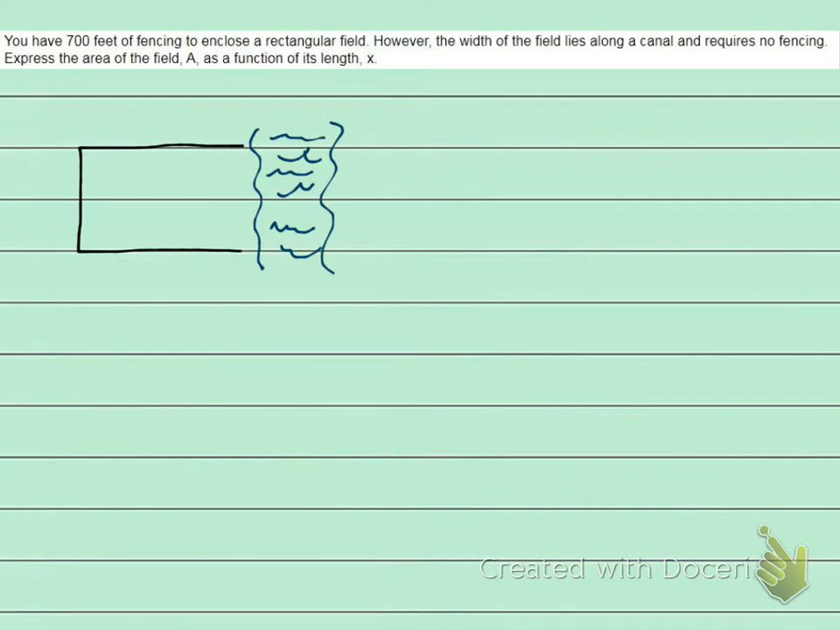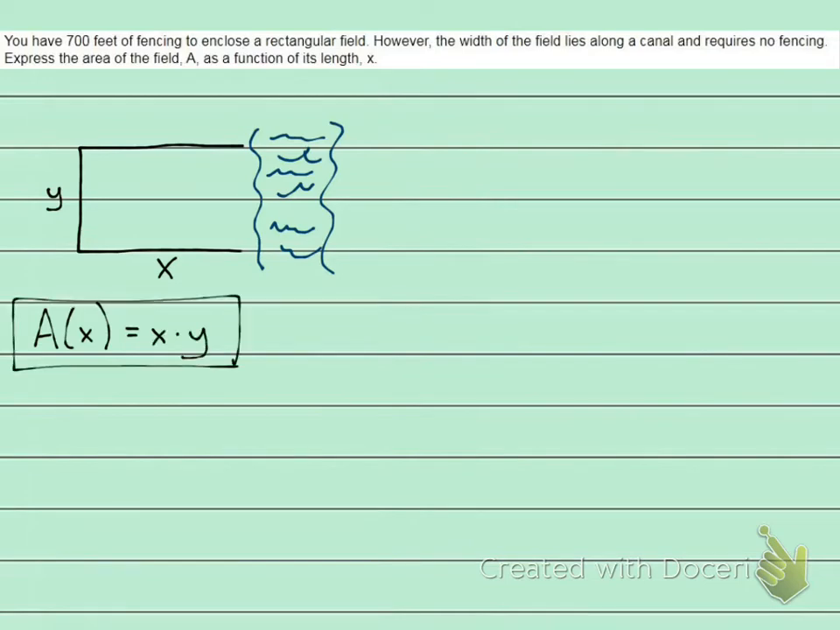All right. Express the area of the field as a function of its length x. Now the field has a length and a width. They're telling me that the length is called x, and the width we can call whatever we want. I'll call it y. Now, they want to know the area as a function. The area of a rectangle is just length times width, so I could just say x times y.